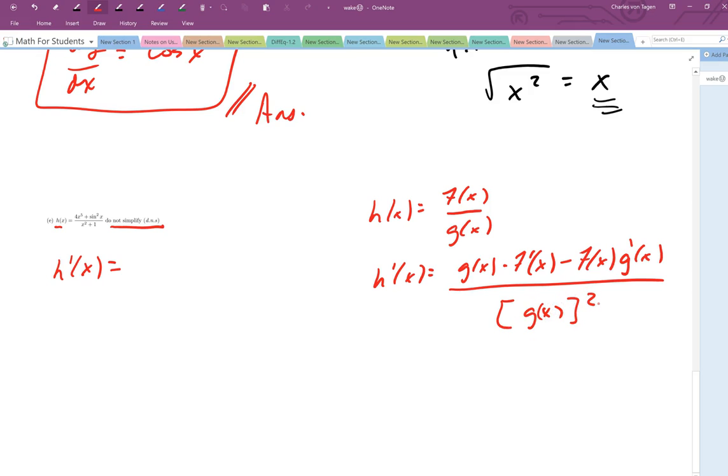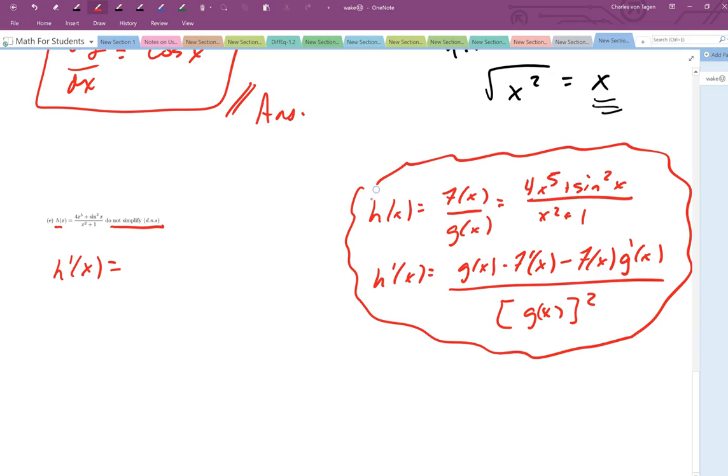So following that as my guide, in this case our top function would be 4x to the 5th plus sine squared of x all over x squared plus 1. You certainly don't need to show any of this. I'm just using this to give me a guide. So let's follow along. We take the bottom function, there it is, x squared plus 1, times the derivative of the top function, which would be 20x to the 4th, plus 2 sine to the first power of x, times the cosine of x. And I've run out of room here. Let's see what we can do.